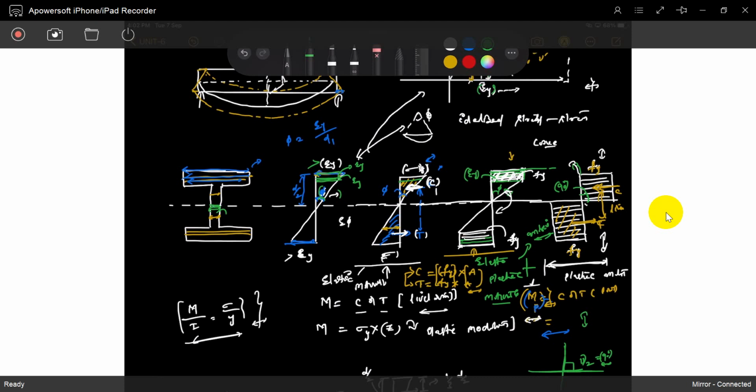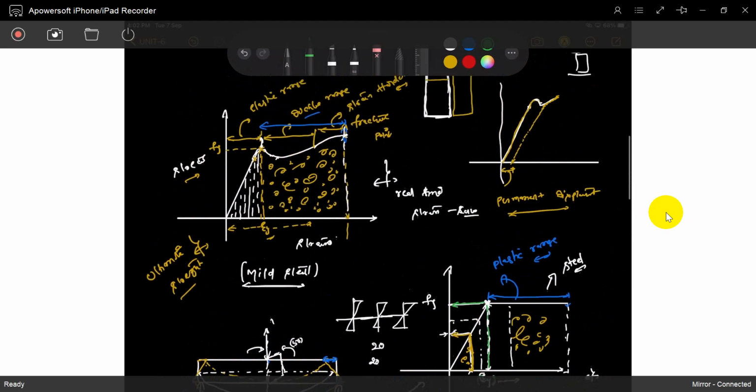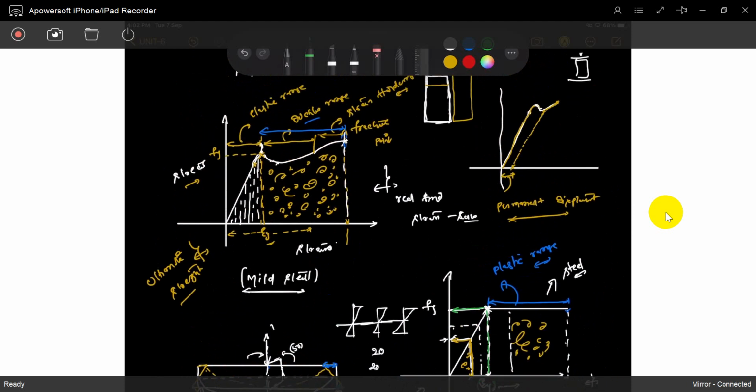That's the end of the class. Total class brief: the material has so much strength after the yield point. If you consider the strength after the yield point also, what is the carrying capacity of the section? That is the only thing we learned.